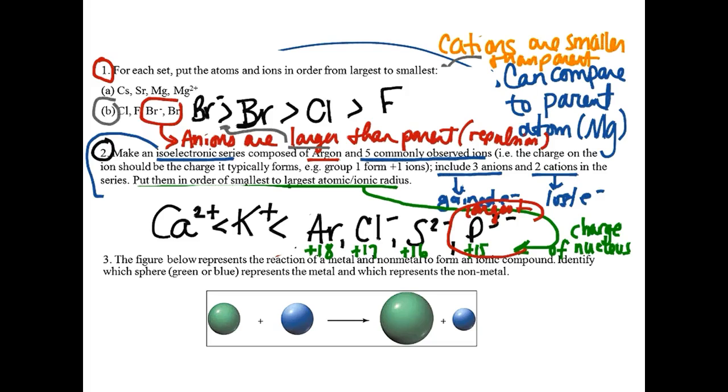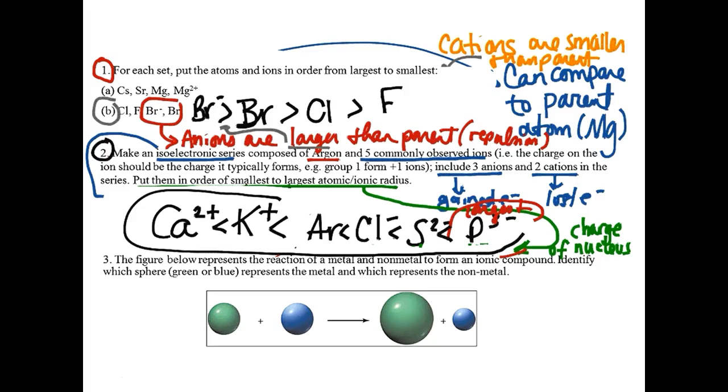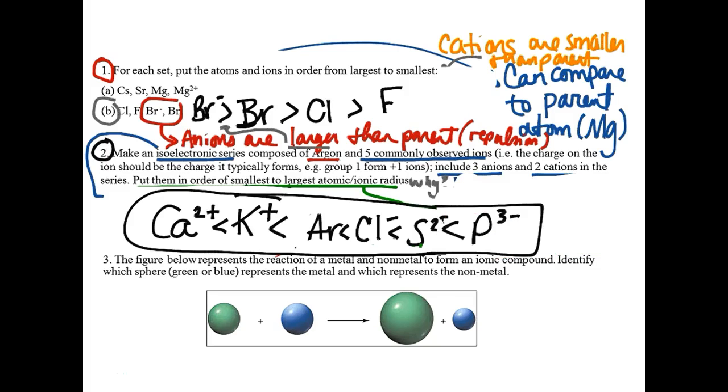And I'm going to put these less thans in here so it's more obvious. So now this is the ordering from smallest to largest. Calcium is the smallest, phosphide is the largest. And it's all about effective nuclear charge. The number of electrons is the same, number of protons is different. Now, I didn't ask you why here, but it's about effective nuclear charge.